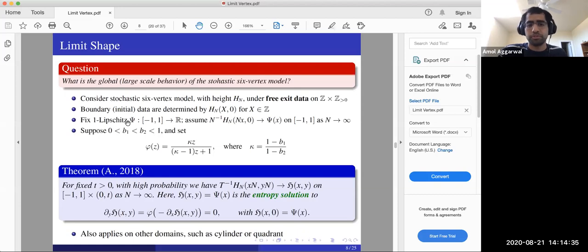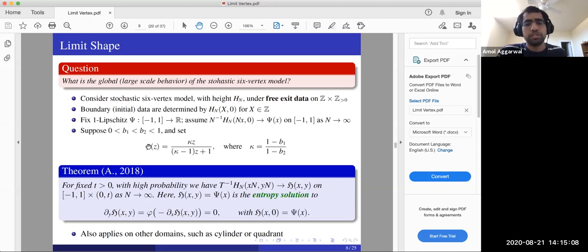So I'll fix some 1-Lipschitz function psi. The function had better be 1-Lipschitz because the height function is 1-Lipschitz. And I'll assume that this initial profile converges to psi, so like n inverse times H_n of nx converges to psi. This is the typical scaling for limit shapes. And I'll just make a choice. I don't want to set B1 equal to B2 because then the behavior will be different. I want the model to be genuinely asymmetric. So I'll set B1 to be less than B2.